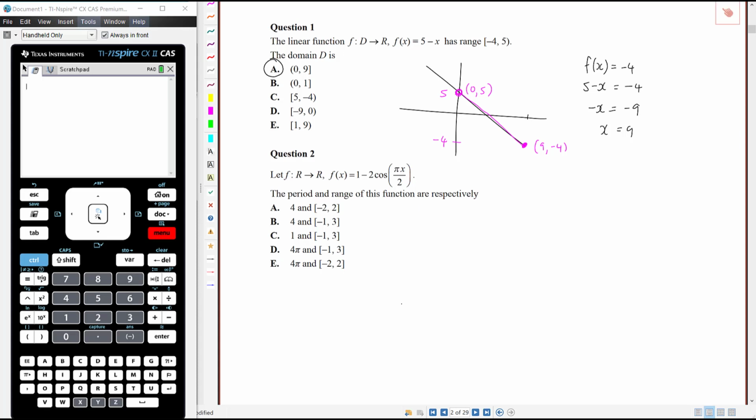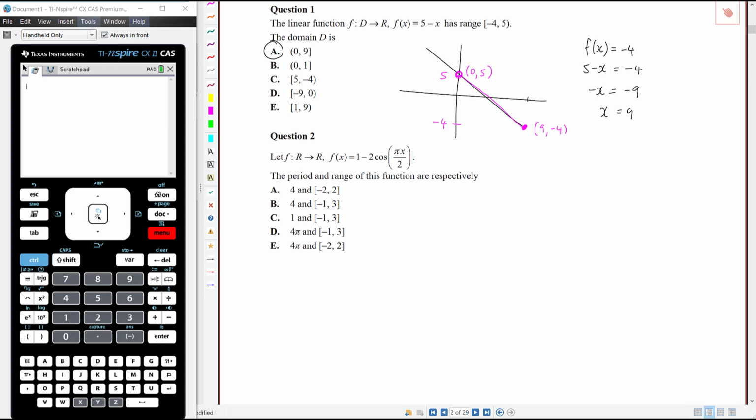Okay, question 2, the period and range of this function respectively are. Okay, so we know that period is 2 pi on n, and in this case n is pi on 2, so that is 2 pi divided by pi on 2, which is 2 pi times 2 over pi, so the pi's cancel out, and the period is 4. So we've narrowed down to options A or B.